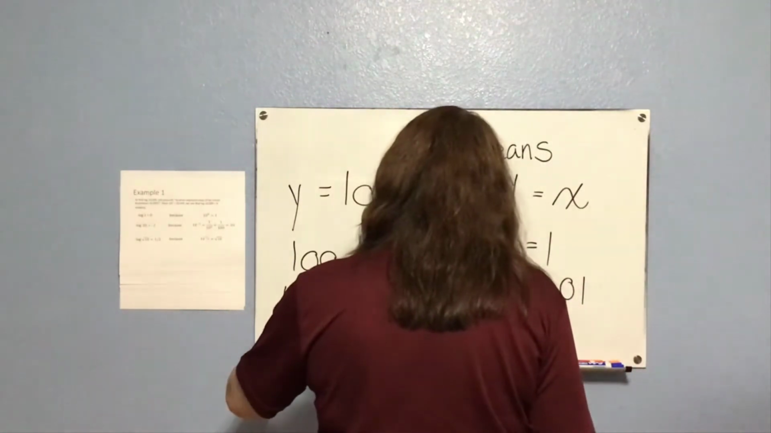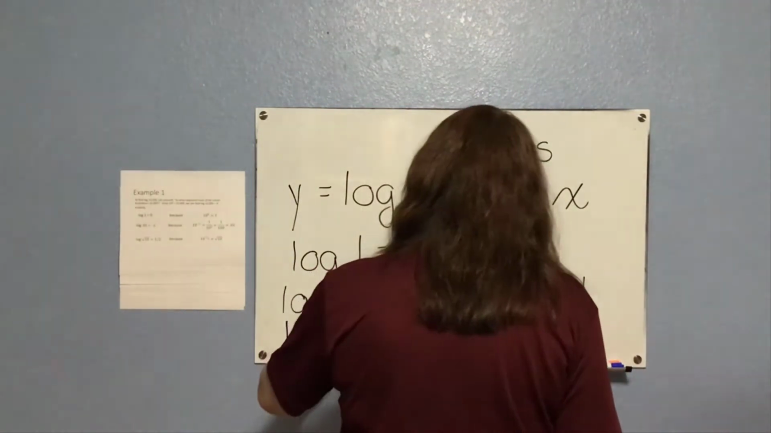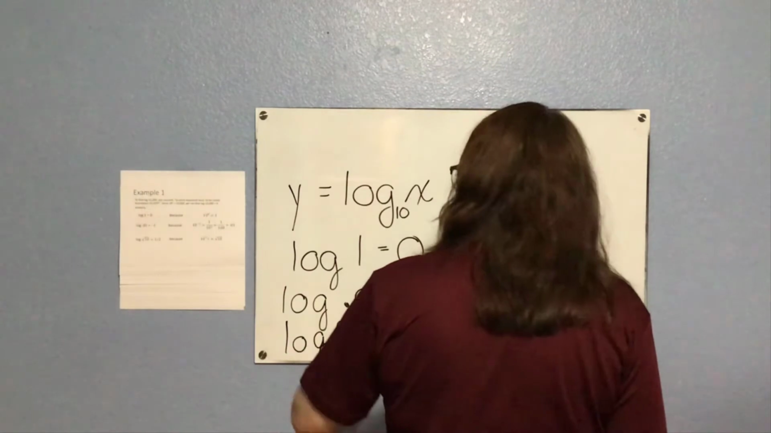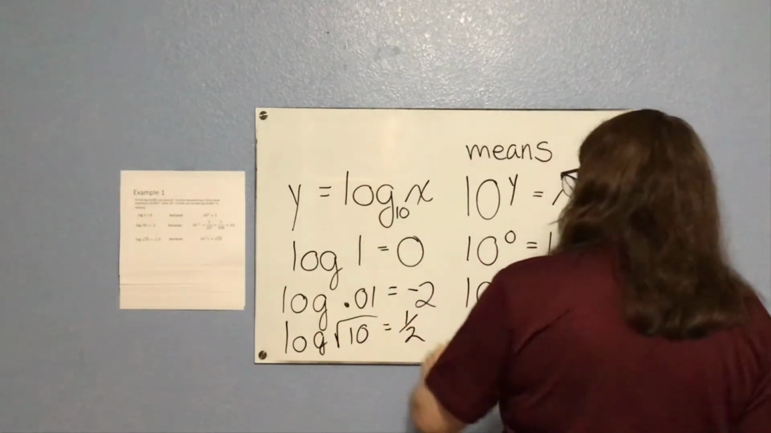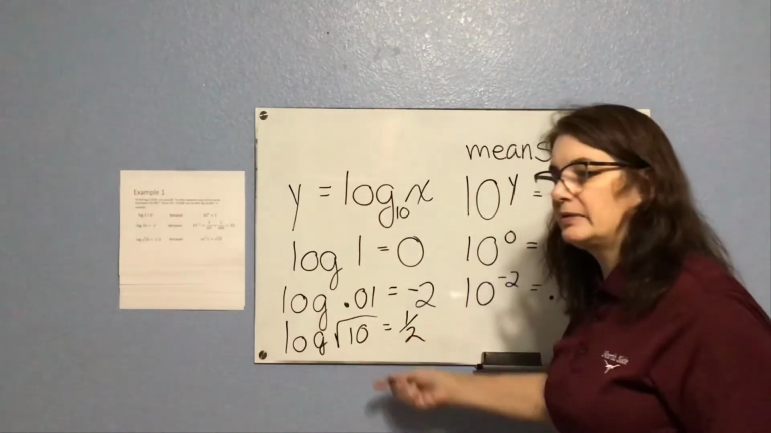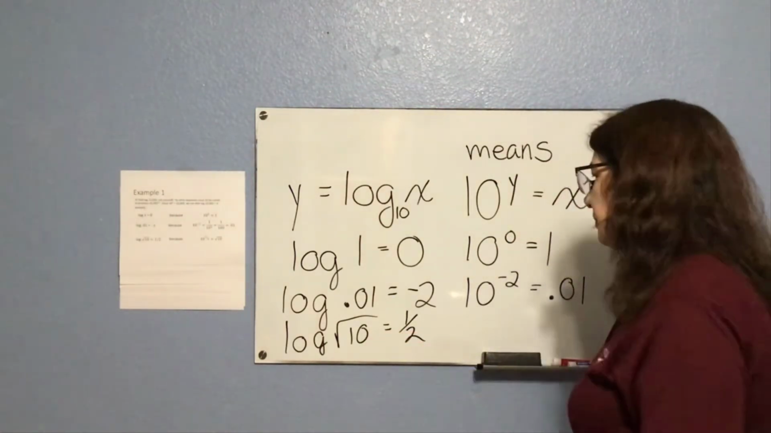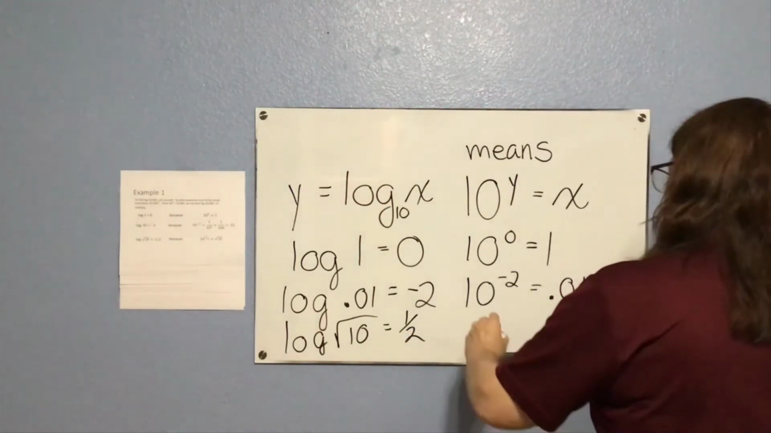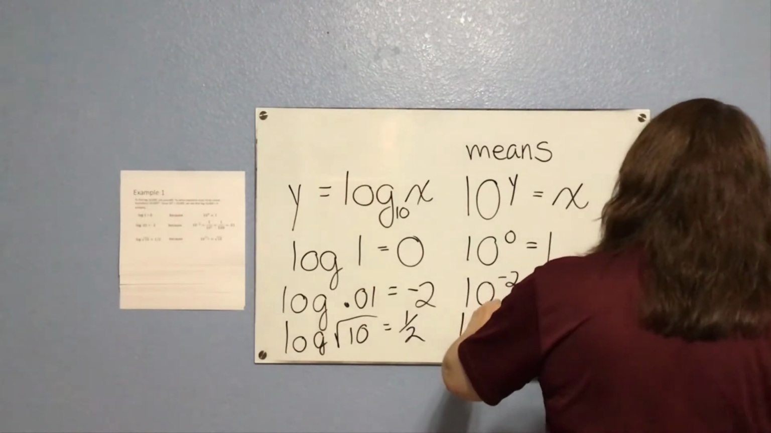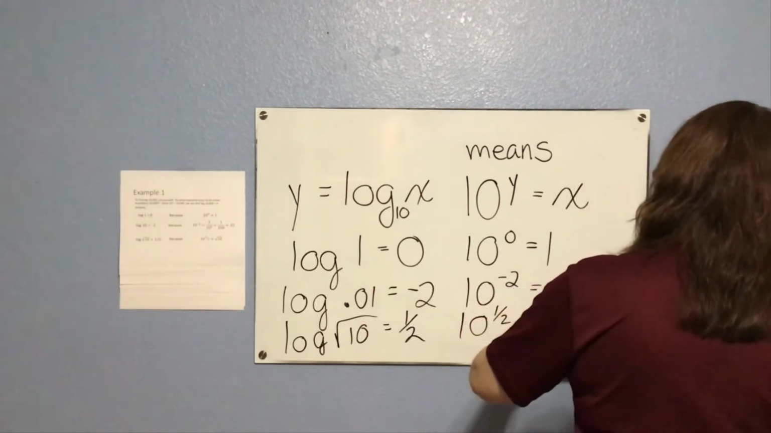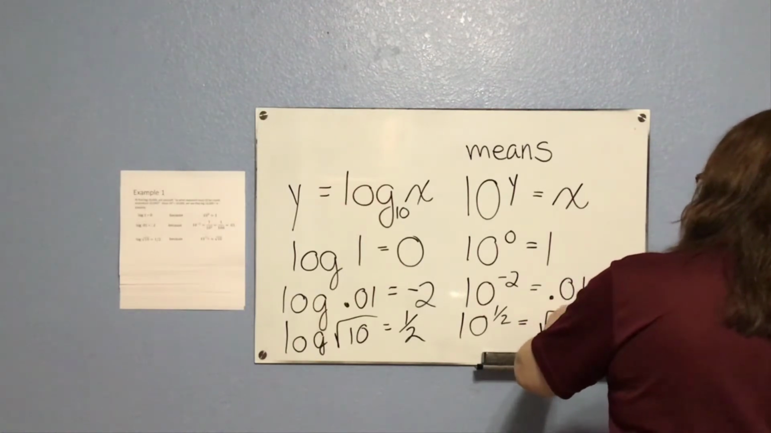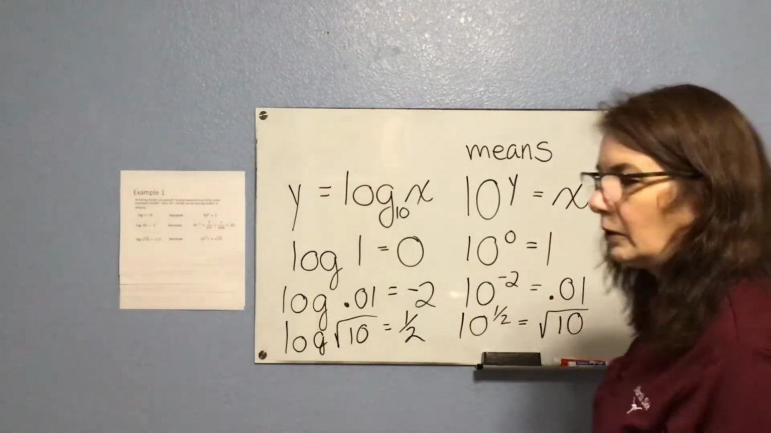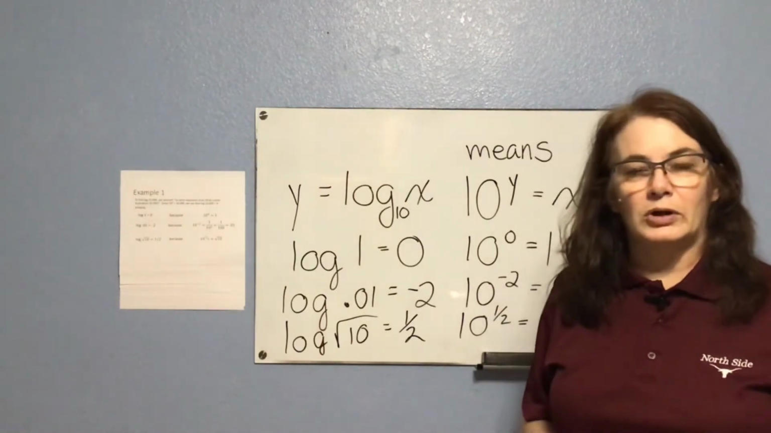If I want the logarithm of the square root of 10, that's 1/2. We know that we can write the square root of 10 as 10 to the 1/2 power, like so. Pause your video now and work on checkpoint 1.